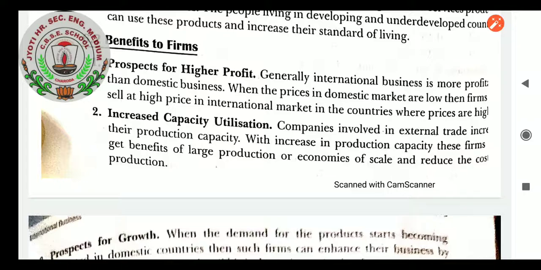Increase capacity utilization. It shows companies involved in external trade increase their production capacity. With increase in production capacity, these firms get the benefit of large production, or economies of scale, and reduce the cost of production.